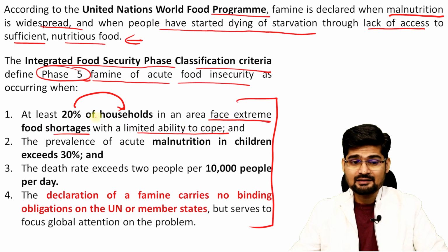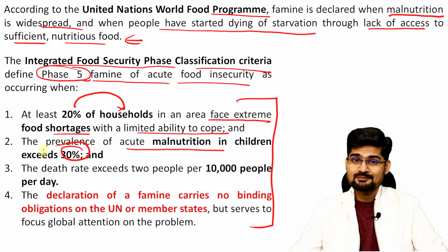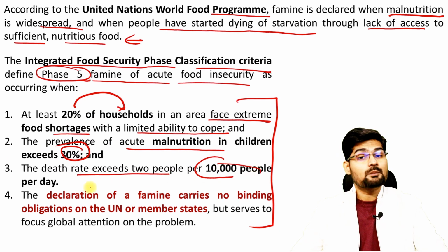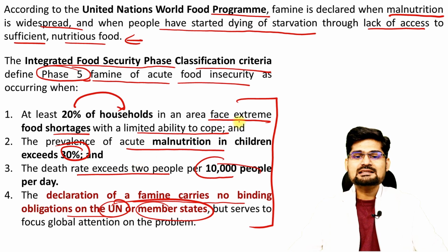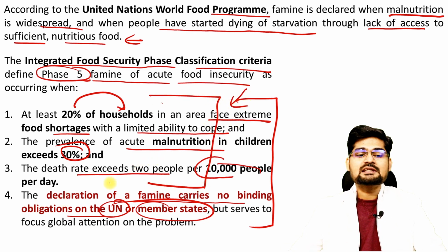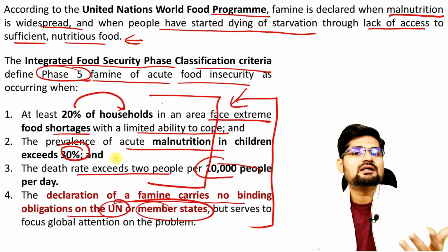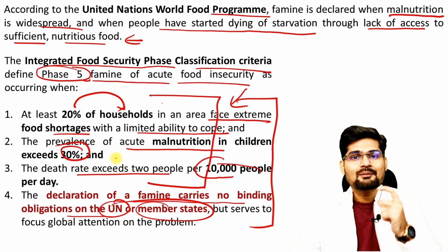That is the first criterion. Then, prevalence of acute malnutrition in children exceeds 30%. Then, the death rate exceeds 2 people per 10,000 people per day. And the declaration of a famine carries no binding obligations on the UN or member states. It is very important to understand that at least the first 3 points are the major points: if the UN has to declare a famine in some country or place, these criteria have to be met.